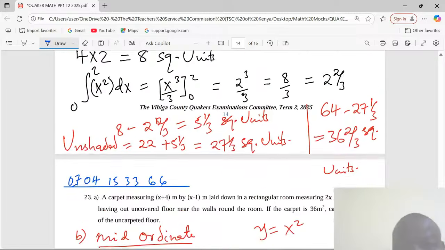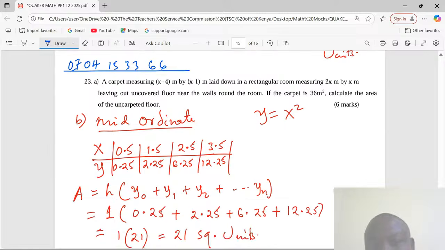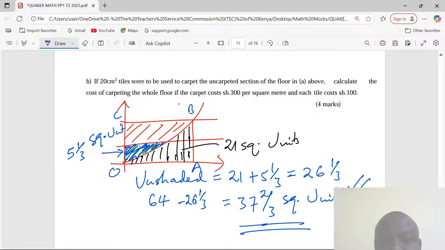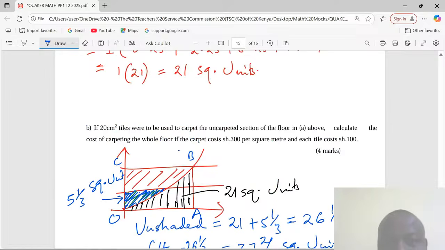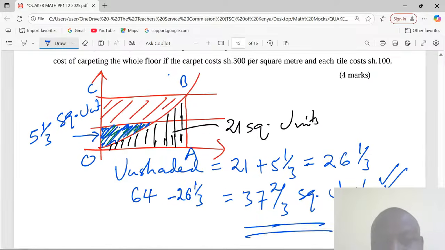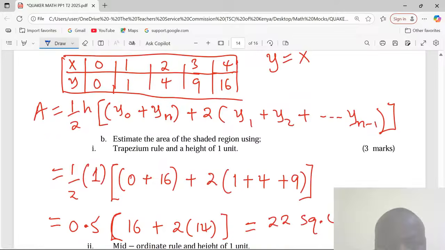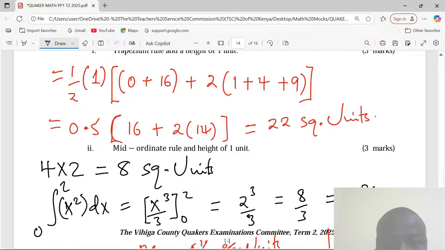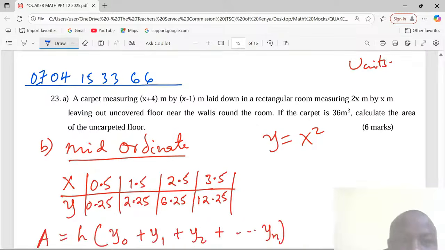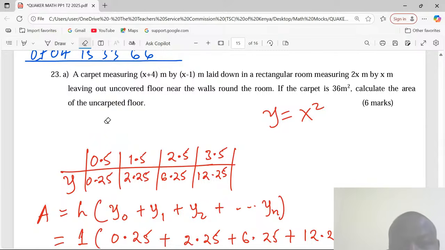Using the trapezium, 36 2/3. So those are the two areas which are slightly differing. So that's what you need to understand. You must know the formulas. Once again, you have to know the formula for you to navigate through such a question.